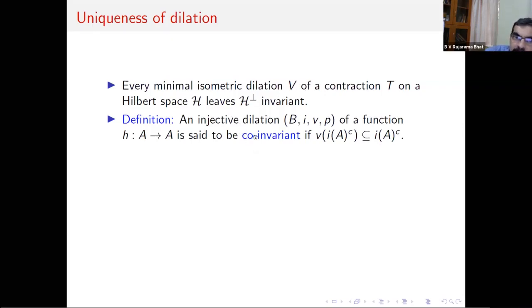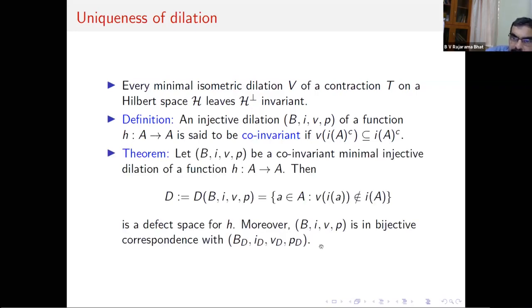So I would like to have a similar thing. An injective dilation, we call it co-invariant if I(A) complement is left invariant. I(A) is the copy of A. If you are outside that, then we don't come back to I(A). If you are outside of A, then we don't come back to A. That is the co-invariance, just like H-perp is invariant. Then you call it co-invariant.